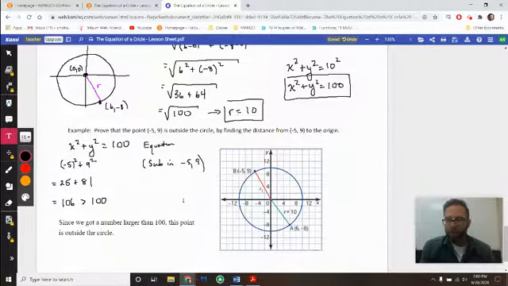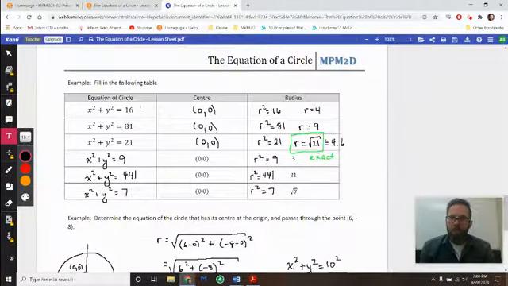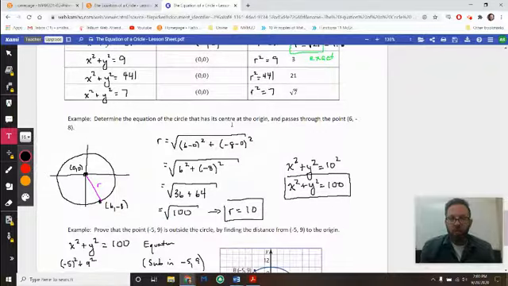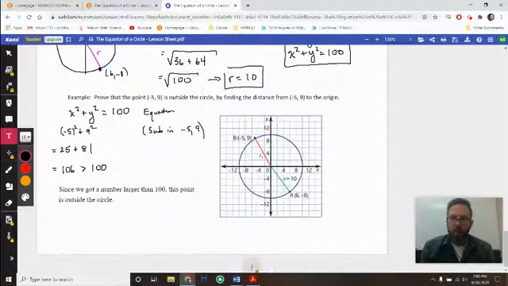But guys, after this lesson, the things you should be able to do: you should be able to take an equation and immediately find the center and the radius of that circle. You should also, given a point that a circle passes through, be able to find this equation by finding the radius first. And also, you should be able to determine if a point is outside, inside, or on a circle by plugging it in and comparing that number to, in this case, 100.